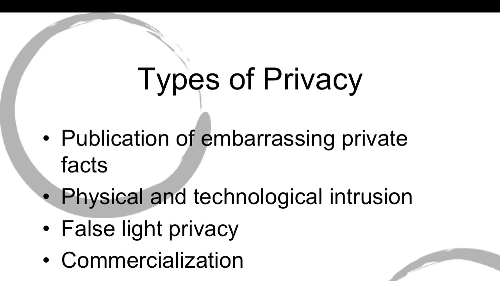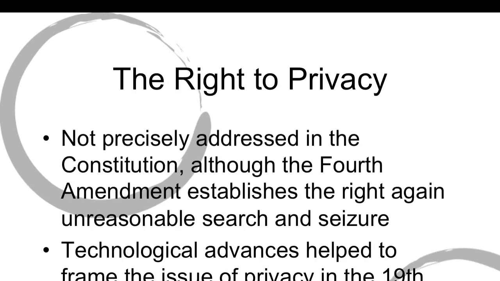So let's talk about the types of privacy. There's the publication of embarrassing private facts. There's physical and technological intrusion. There's something called false light privacy, and then commercialization. And we'll go through all four of these.